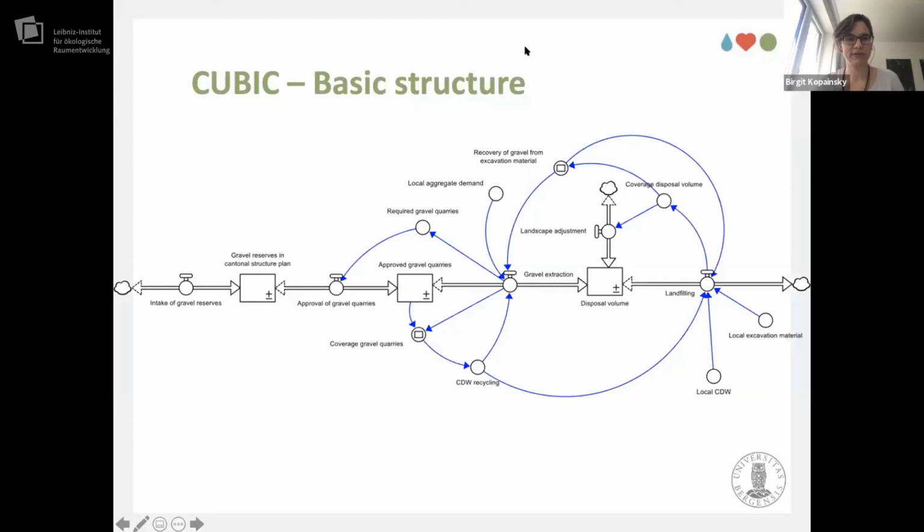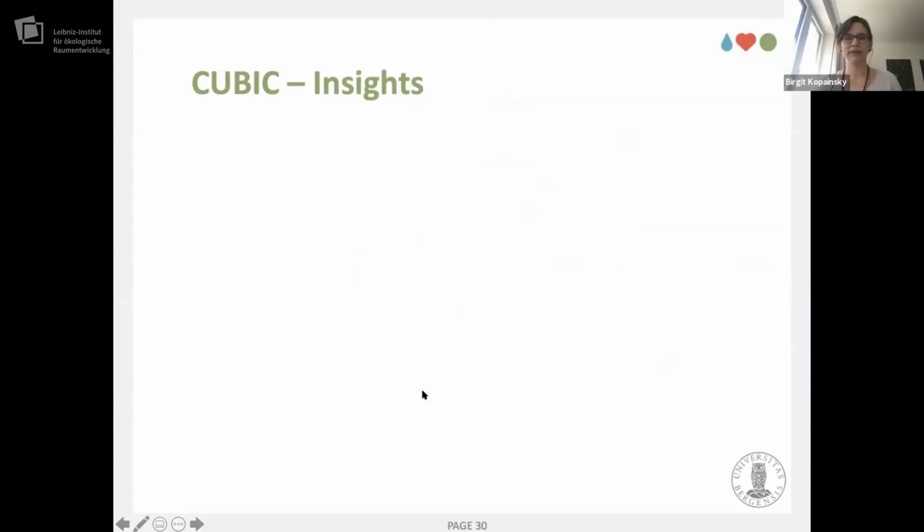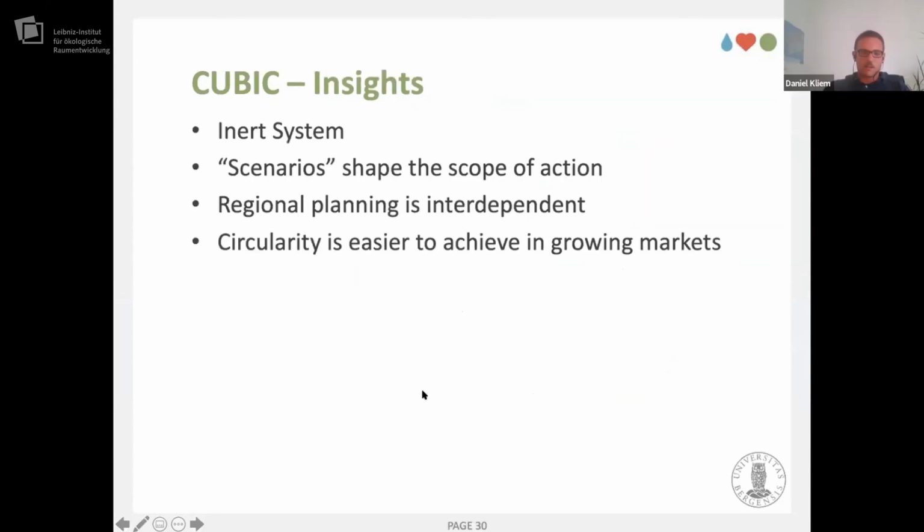Great. I need to refind the screen. There we go. Okay. So the insight so far is that the construction material system is inert, so it's very reluctant to change, and if it does, it's very slowly. That is due to a lot of aspects, but the first ones that come to mind is that if you increase recycling, that requires adaptation of standards, norms, etc. So that doesn't happen overnight, it takes time.